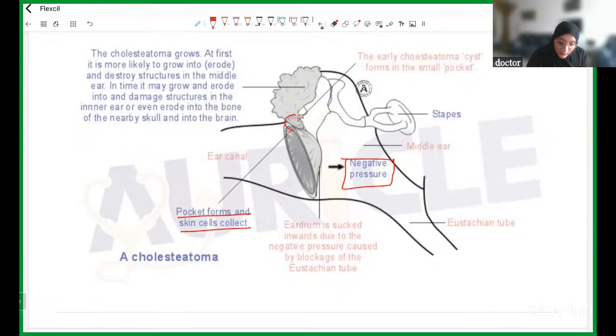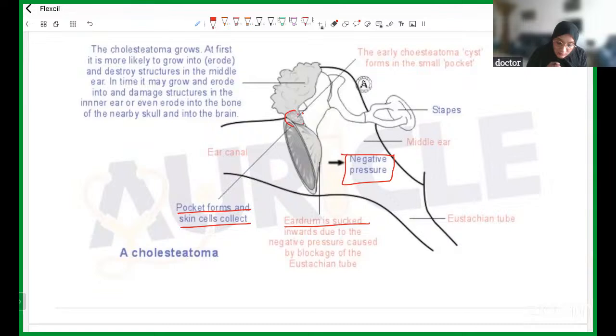Okay. Now, what will happen? The eardrum is sucked in due to negative pressure caused by blockade of the Eustachian tube. So if there is a blockade of the Eustachian tube, there will be negative pressure building up in the middle ear, and it will lead to a retraction pocket followed by cholesteatoma. This is a very good diagram.